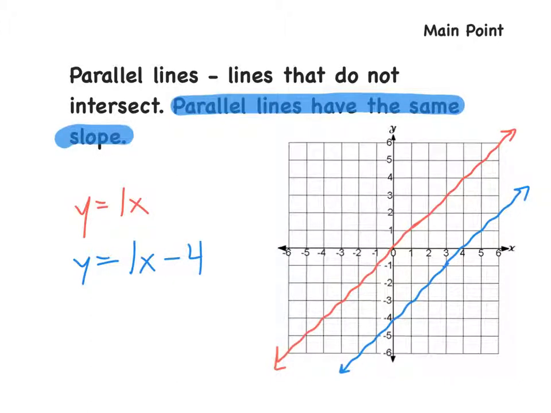Now let's compare these two equations. Remember, parallel lines, same slope. Let's look at the slope. The slope of the first one is 1. The slope of the second one is 1. Thus, they are parallel. It is extremely important that you realize that parallel lines have the exact same slope.